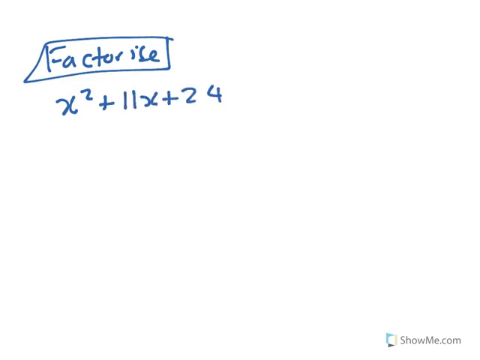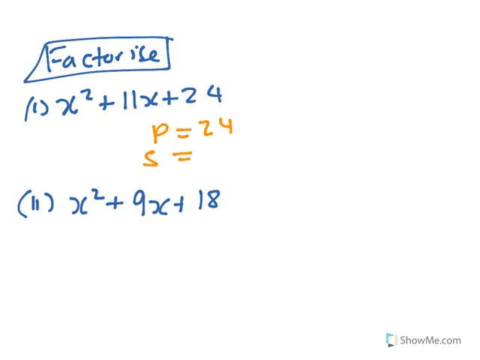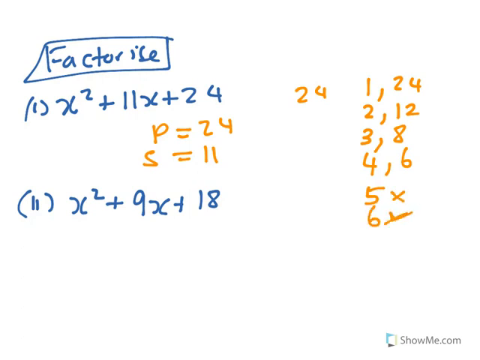Okay, so let's just try a couple more. You've got x squared plus 11x plus 24, and x squared plus 9x plus 18. Try to factorise those, have a think about it. Okay, so for the first one the product is 24 and the sum is 11. 24 actually has lots of factors: 1 and 24, 2 and 12, 3 and 8, 4 and 6. Notice how I'm going through systematically. 5 is a no-go, and 6, I've already done that one. So there's 4 different possibilities.